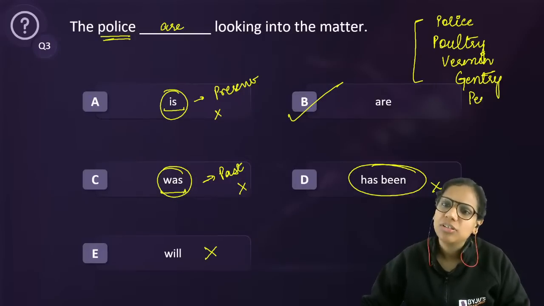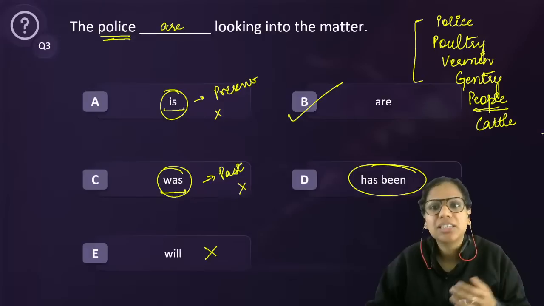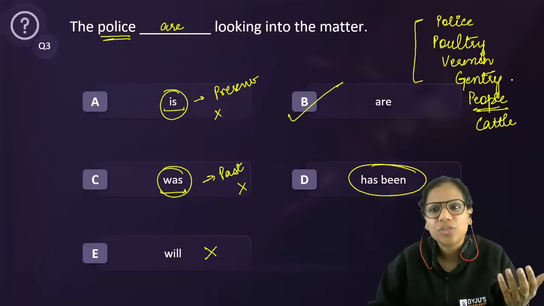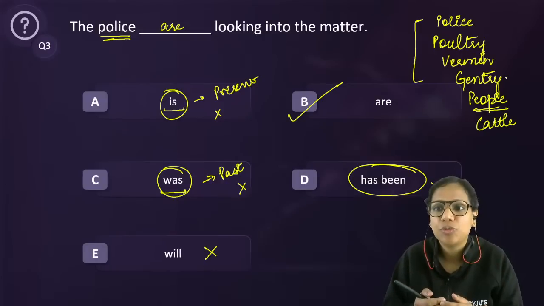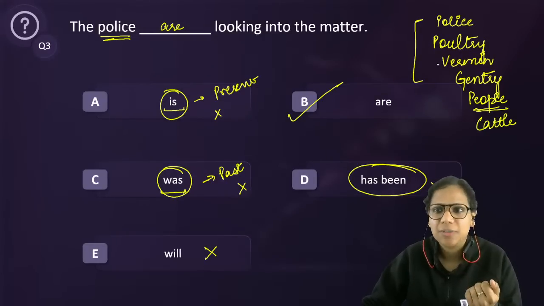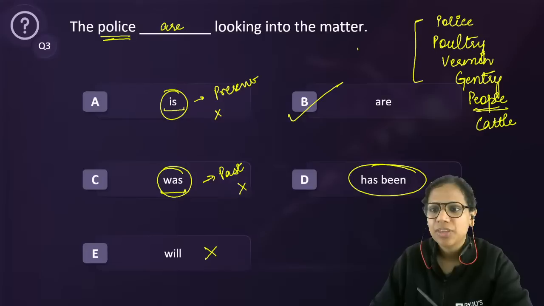People is also plural. So police, people, cattle, always plural. So the cattle are grazing the field. The gentry are absent from this party. Gentry are the sophisticated people of a place. Vermin are these small little insects that trouble you. Poultry, you understand, right? So always plural.